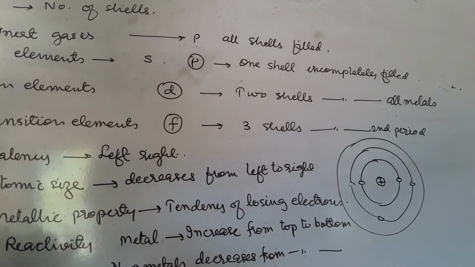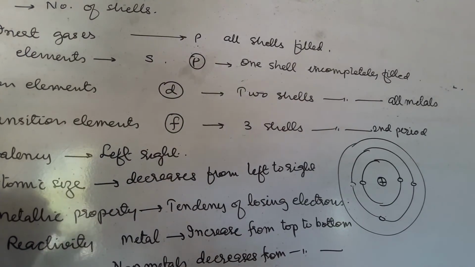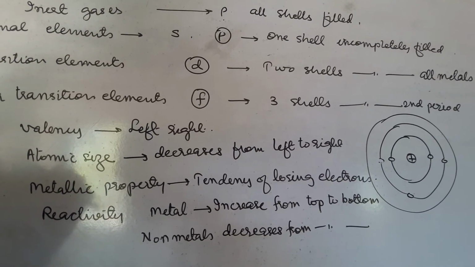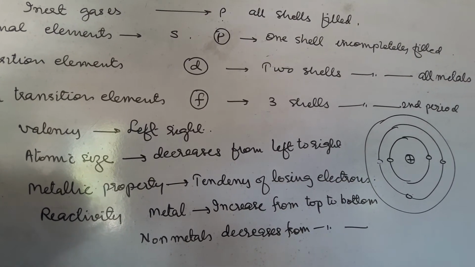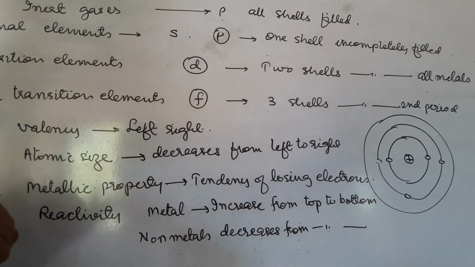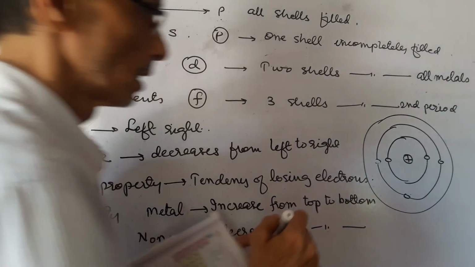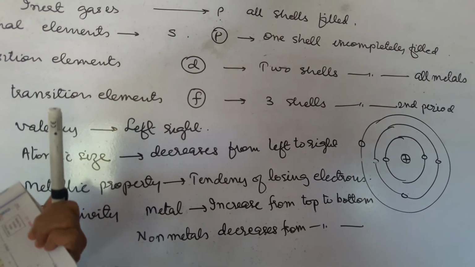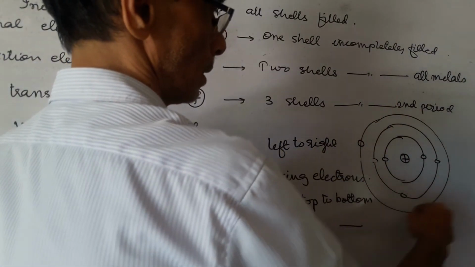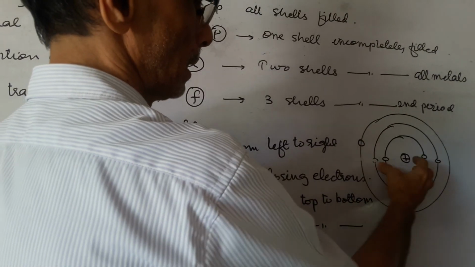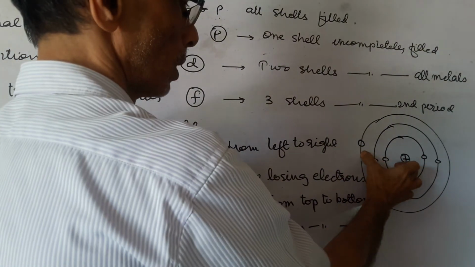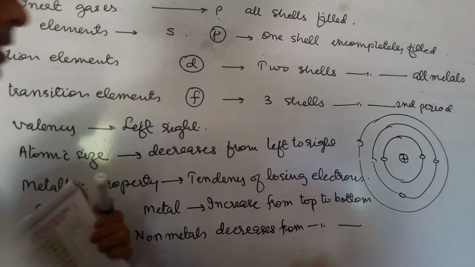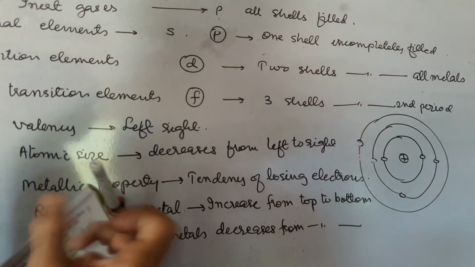Now next we will see the metallic property. As you go from left to right, the metallic property of the element decreases, because metallic property depends on the tendency of losing electrons. In the first group there is one electron and a big size, so the distance is more. As the distance is more, the attractive force is less, and therefore the electron can be easily lost. Since it can lose the electron easily, it is a strong metal.